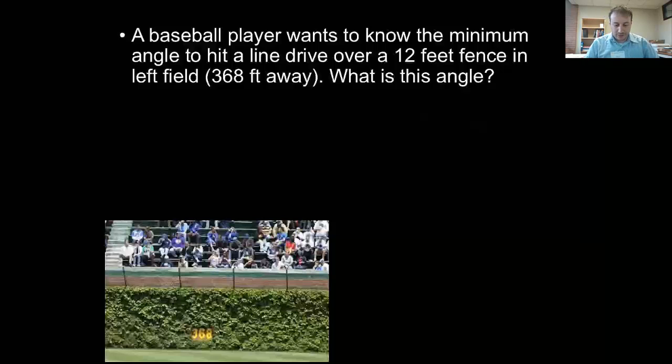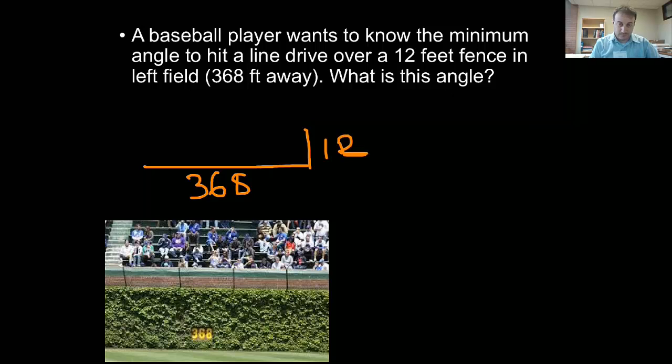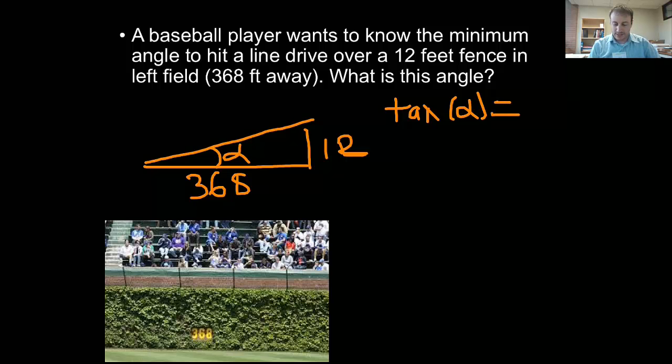So first of all, let's draw a triangle. We know that the horizontal distance the ball has to travel is 368 feet, and we know the vertical distance the ball needs to travel is 12 feet. In this problem, we're trying to solve for this angle alpha. So we know that the tangent of alpha is equal to its opposite side over its adjacent side.